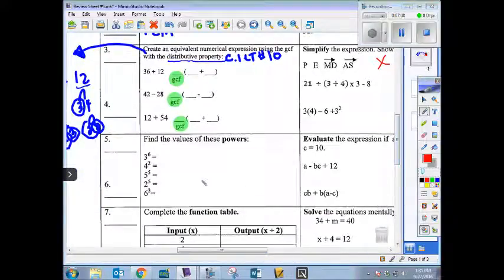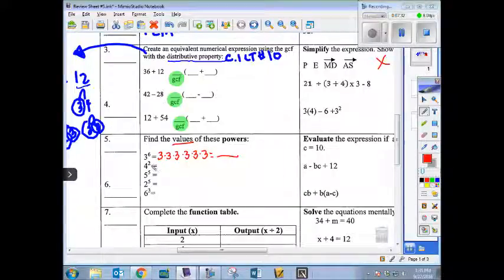Finding the value of the powers. Okay? I'm going to let you guys do this. You got to think about what it means. I'll just give you an example. If I say value, first thing you got to understand is 3 to the 6th means 3 times 3 times 3 times 3 times 3 times 3. That's what it means. Now you need to actually calculate that to give me a value.